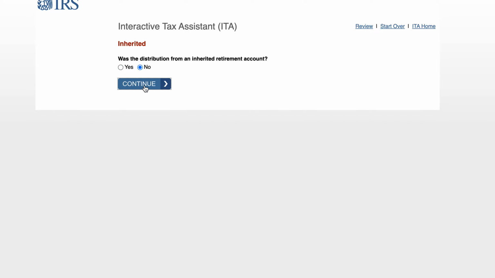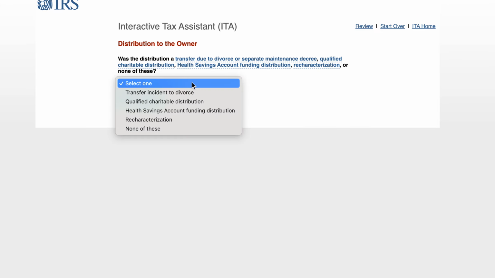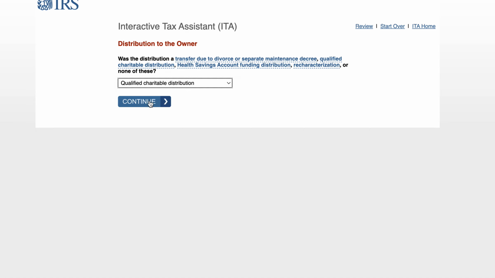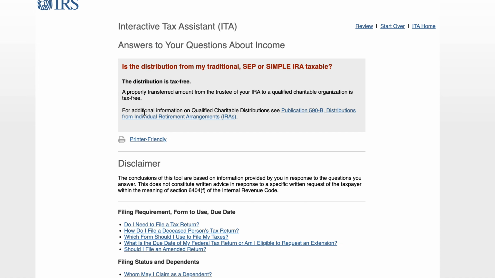So this is not an inherited IRA. Was any portion of this rolled over or transferred? Sure. Let's say that it was transferred, let's say this was a qualified charitable distribution. In this case, it's tax-free. So a qualified charitable distribution is basically, instead of putting money into your own bank account, you can take money and give it to a charity.